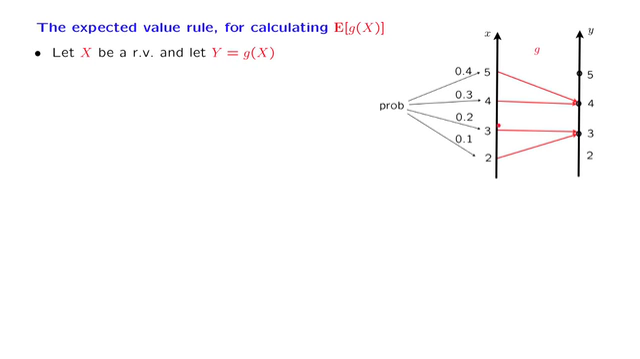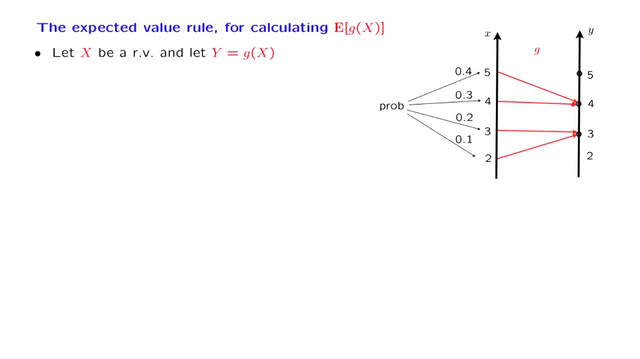In this example, we have a random variable x that takes values 2, 3, 4, or 5 according to some given probabilities. We are also given a function that maps x values into y values, and this function g then defines a new random variable. So, if the outcome of the experiment leads to an x equal to 4, then our random variable y will also take a value equal to 4. How do we calculate the expected value of y?